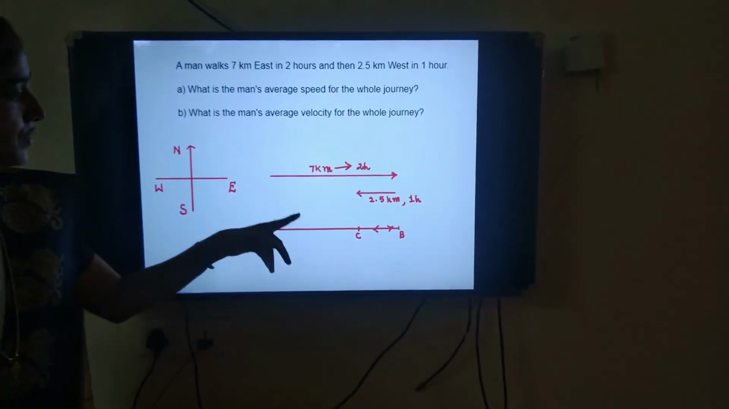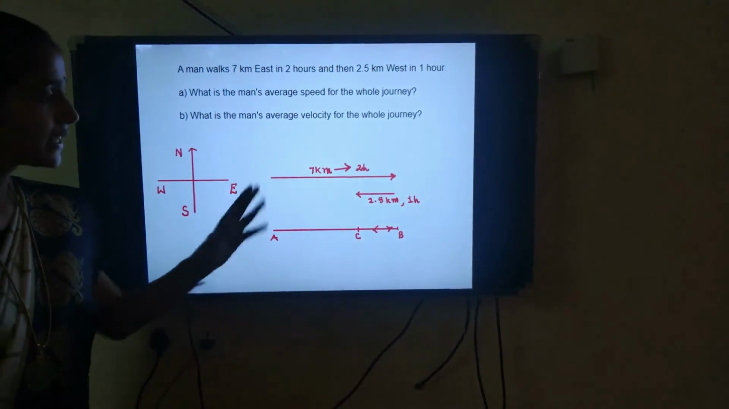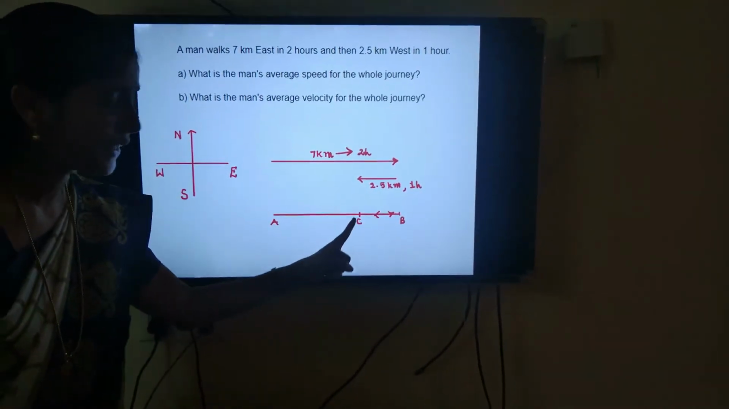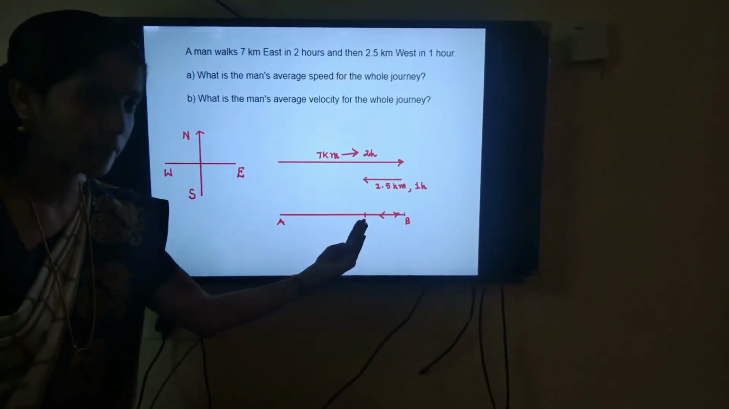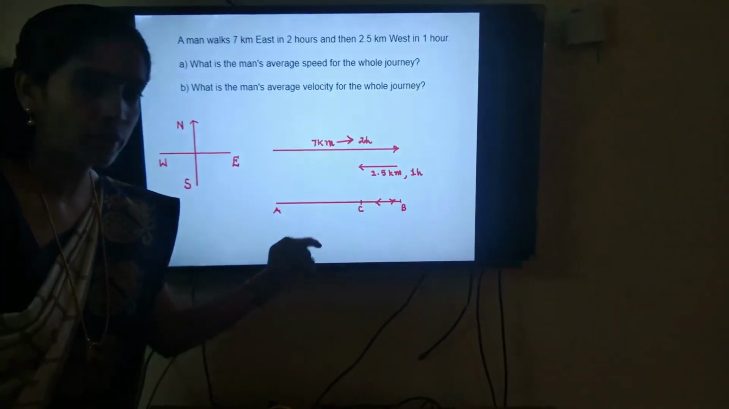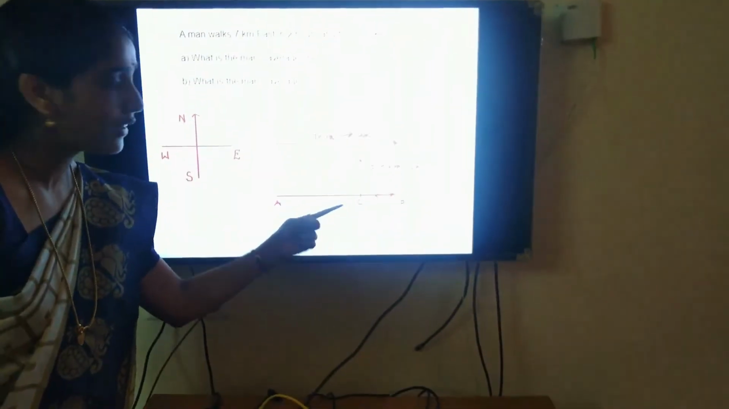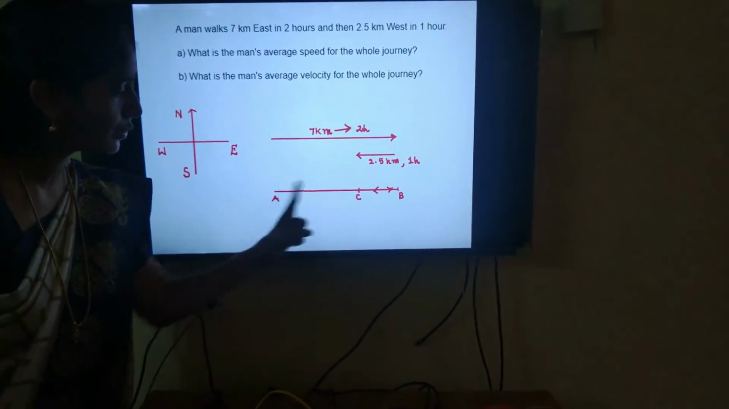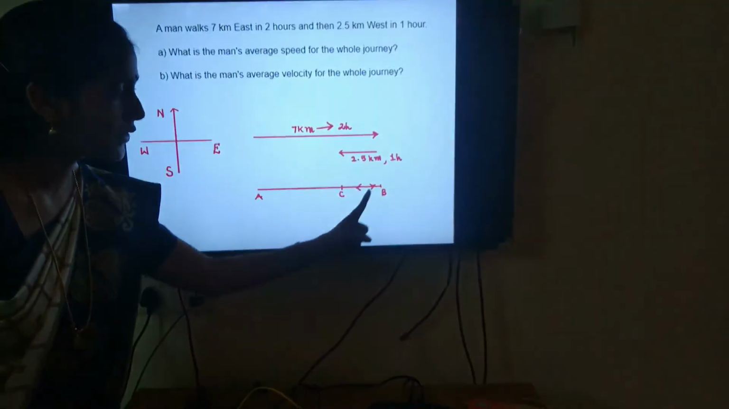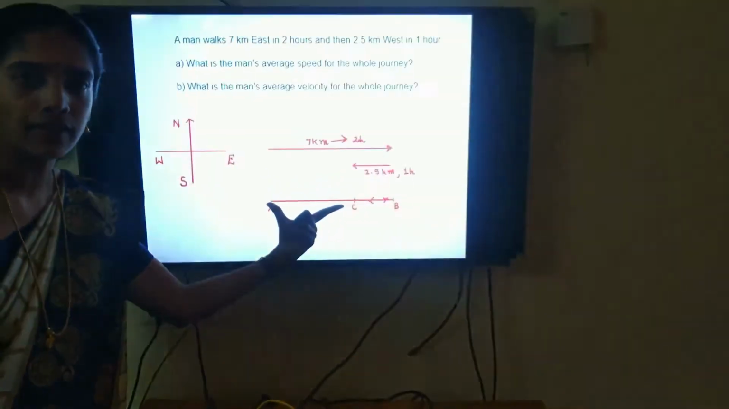Now let's go back to the question for solving average velocity. What is the equation for average velocity? Displacement by time. He started from here, ending here, going to B, then coming to here. Total here to here is 7. This much is 2.5. So how much is this one? Yes, we know displacement means what? It is a straight line from starting to end position. This is the end position. Total is 7, 7 minus 2.5. 7 minus 2, 5 minus 0.5. That means it is 4.5.